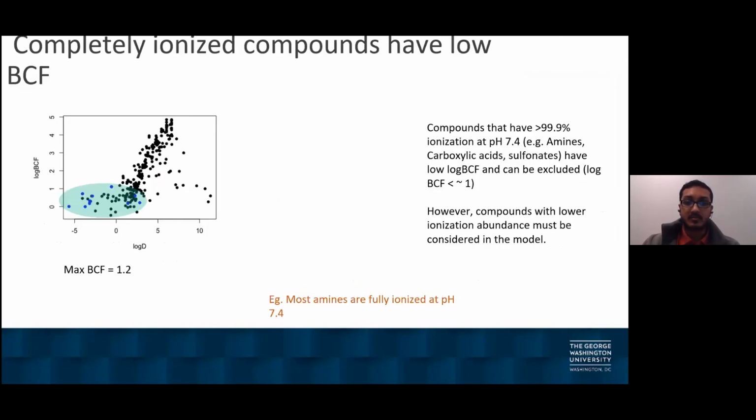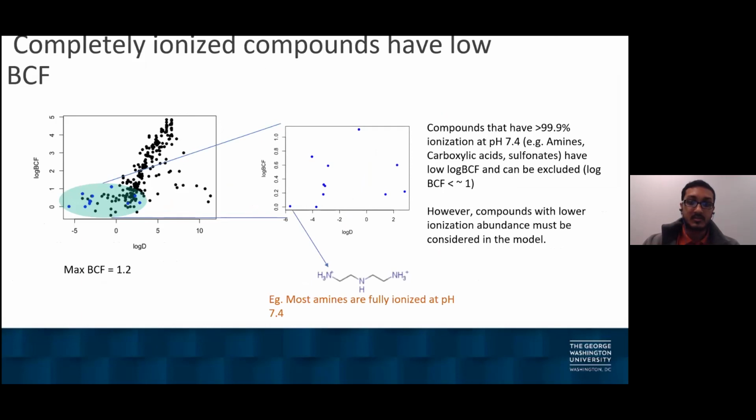So after parameter generation, we looked at the data to find trends. We saw that completely ionized compounds have very low BCF values, which is not surprising. So functional classes such as amines, carboxylic acids, and sulfonates with BCF values less than 1 can be excluded from a model. However, compounds with lower ionization abundance must be considered in the model since their neutral form drives permeability, and so their BCF can be higher.